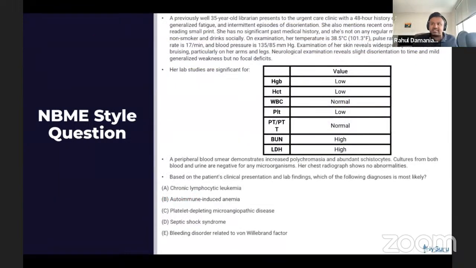On to our next question. Based on the patient's clinical presentation and lab findings, which of the following diagnoses is most likely? A previously well 35-year-old school librarian presents to the urgent care clinic with a 48-hour history of high-grade fever, generalized fatigue, and intermittent episodes of disorientation.